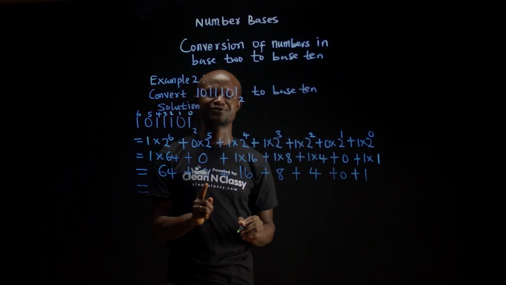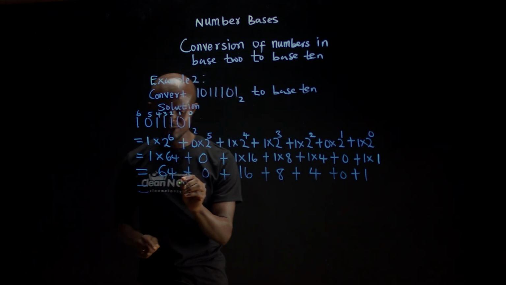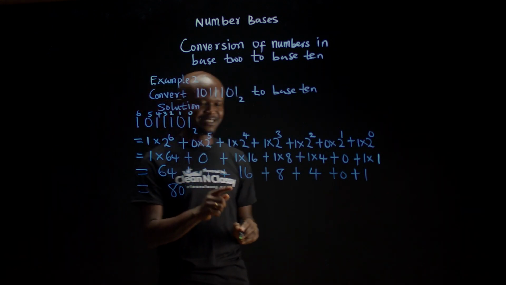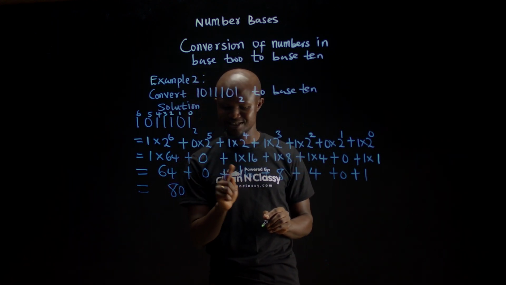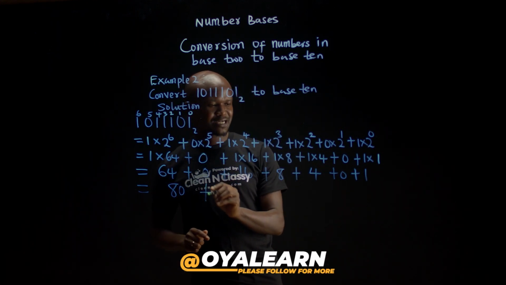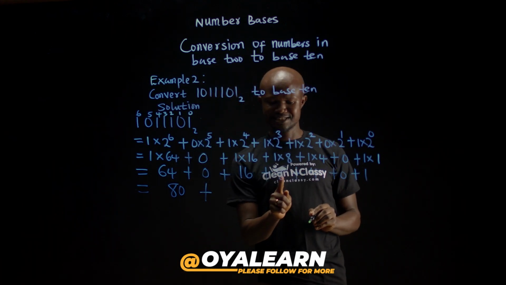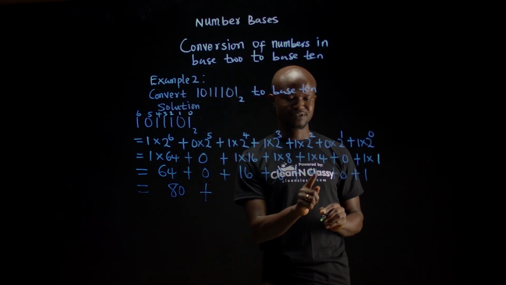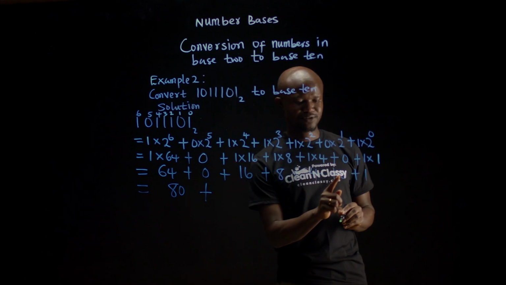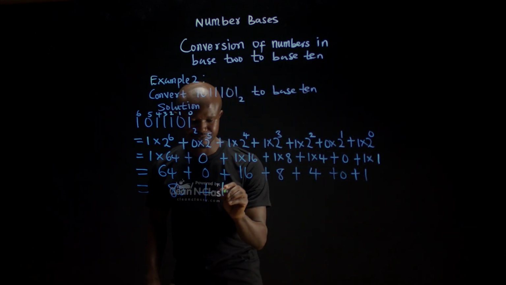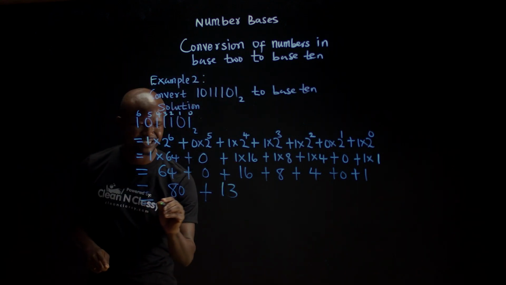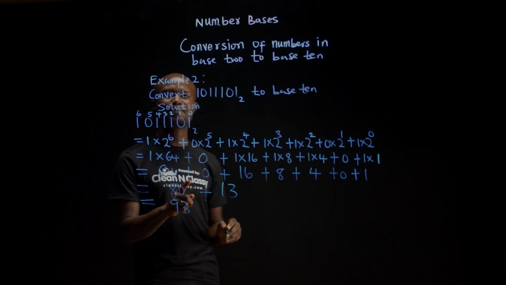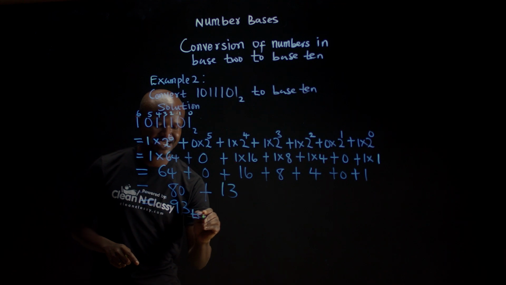64 plus 0, 64. Plus 16, that's 80. I've taken the first three terms, this plus this plus this, and they give us 80. Now, let me take the rest: 8 plus 4, 12. 12 plus 0, 12. 12 plus 1, 13. Then what will I do? 80 plus 13, what will I have? 93. And what base is that? Base 10. That is the answer to the question.